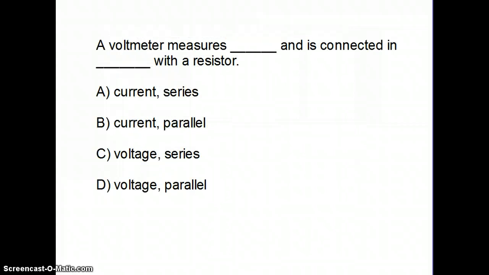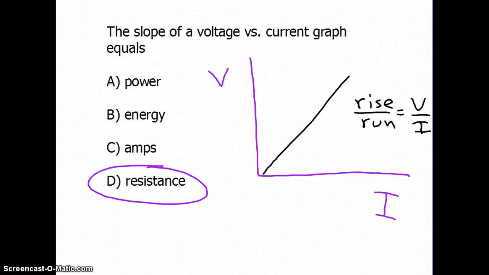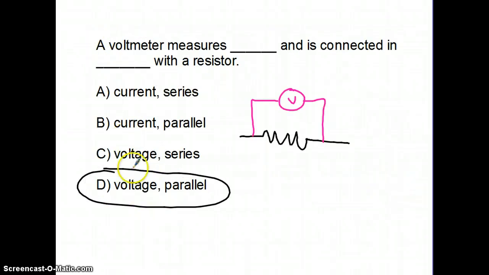A voltmeter measures what, and how is it connected to a resistor? Not too crazy here, right? It measures voltage drop, and it's connected in parallel, which means it's outside of the circuit. So if you were to draw it on an existing schematic, your voltmeter here in pink would be placed outside of the circuit, touching each side of the resistor.